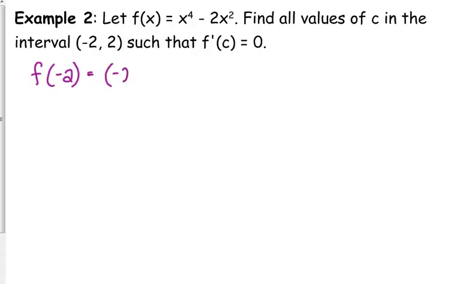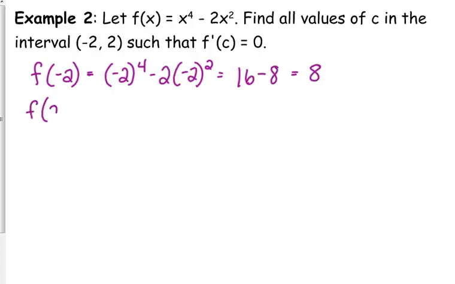So I'm going to plug in negative 2 into my function, and negative 2 to the 4th is positive 16, negative 2 squared is positive 4 times negative 2 is negative 8, so that gives us a value of 8. When we plug in positive 2 to the 4th minus 2 times 2 squared, we get the same thing, 16 minus 8, which is 8. So Rolle's theorem can be applied here because f of a is equal to f of b. So we know there's at least one point where the derivative equals 0.